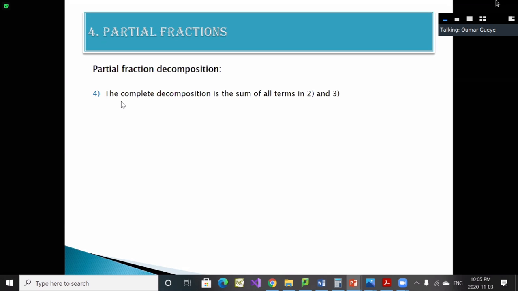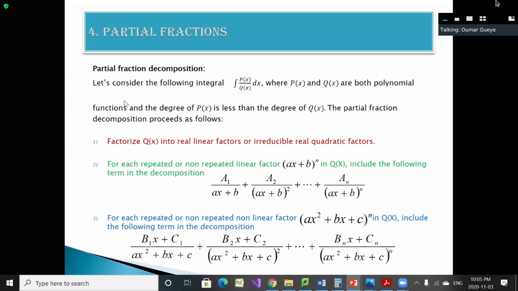You can see that in steps 1, 2, 3, and 4, we didn't use the numerator. We only use the denominator. The numerator will be used later when it comes time to calculate all these coefficients. A1, A2, A3 are constants. Similarly, B1, C1, B2, C2, and so on are all real numbers and constants. We'll see later how to find them.